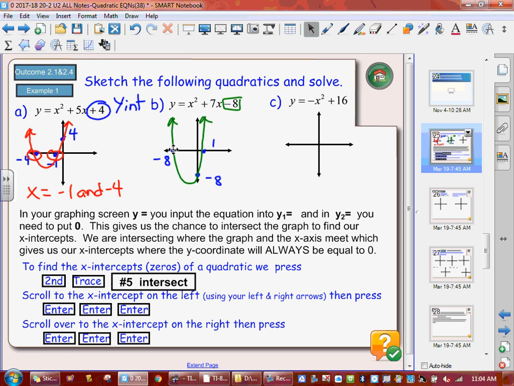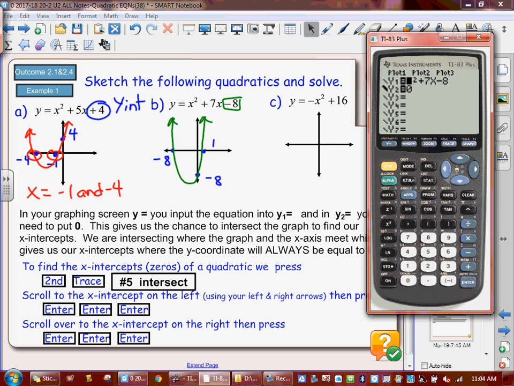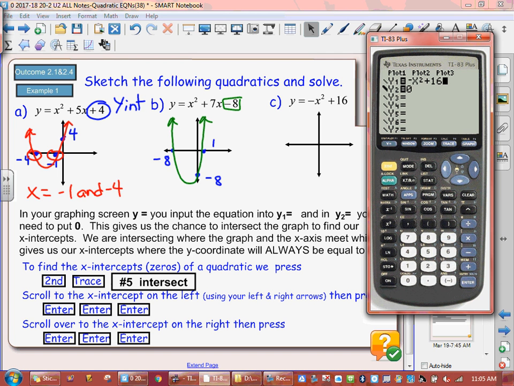In your y equals, back to your y equals, we're going to clear it out. We need to hit our negative sign. So that's a -x². Negative sign beside the enter, and then we type in x squared. So -x² plus 16. Does everybody have that in there? Yes. Beauty. All right, let's graph it.